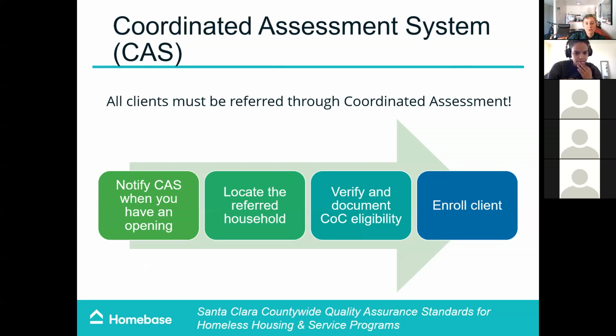Any questions about coordinated assessment system and how it relates to a COC project? Appreciate the excellent acronym work going on in the chat.